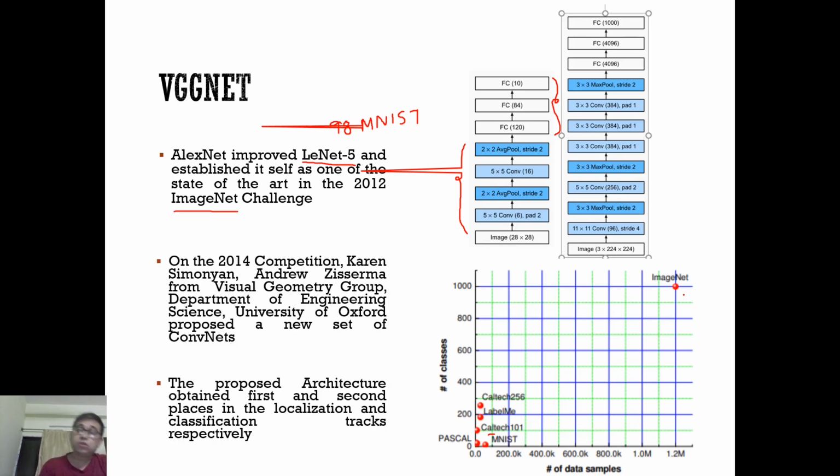In the 2014 competition of the same ImageNet, Karen and Andrew of the Visual Geometry Group of Oxford University proposed a family of convolutional nets. This proposed architecture obtained the first and second place in two tasks. One was the localization task and another was the classification task. So today we are going to focus more on this VGGNet.